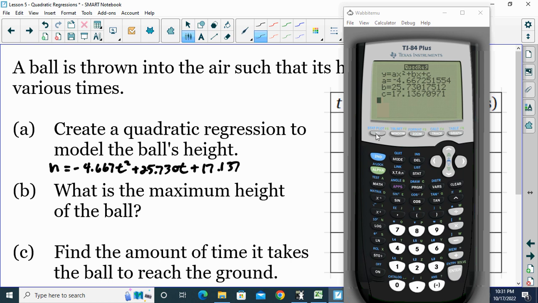Notice also if I go to y equals, it has typed in not the rounded off answer, but the big long decimals, the entire regression equation under y1. That's what happened when we stored it as y1. And because of that, if I push graph, not only does it show me the scatter plot, but now it puts the curve in there as well.